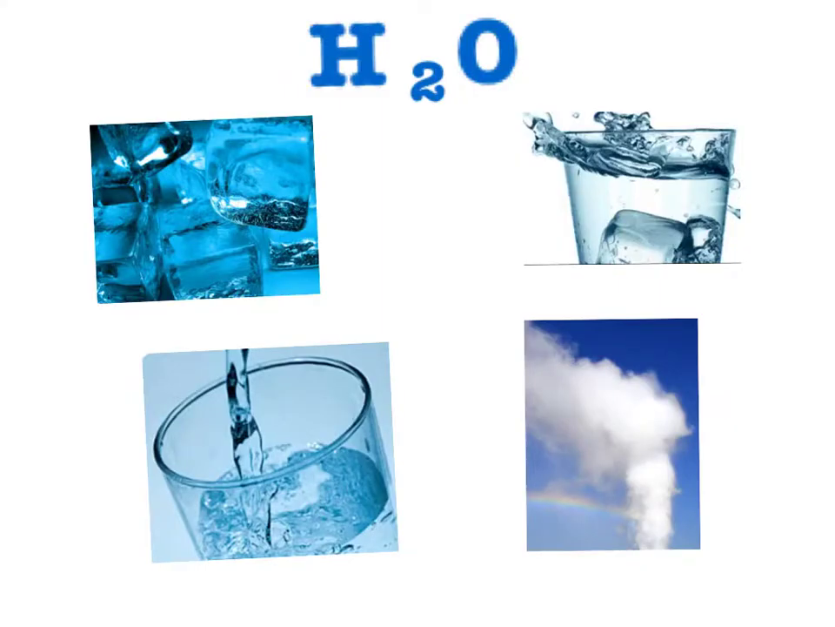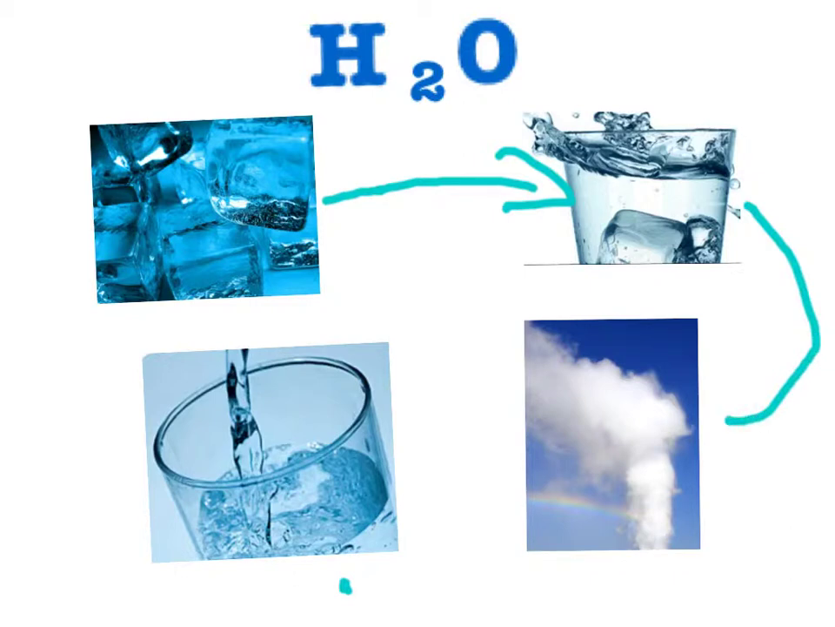The scientific name for water is H2O. H2O can come in 3 different states: a solid, a liquid, or a gas. The solid state is ice. When ice melts, it turns into water. When water evaporates, it turns into a gas. When gas condenses or cools down, it turns into a liquid. When the water freezes, it turns into ice.